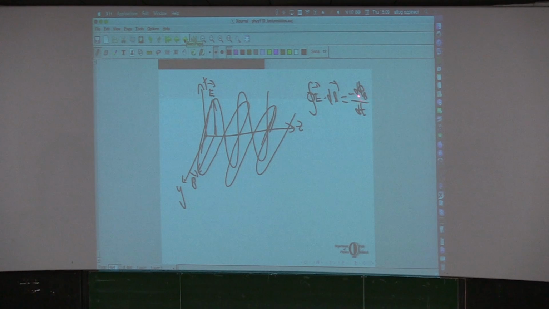So if the magnetic field is a cosine, the derivative will be a sine function. And the integral of this, which function is a sine? Well, the integral of cosine is a sine function. So they both have to be sine functions, or they both have to be cosine functions. That's why they have to be a maximum at the same point.